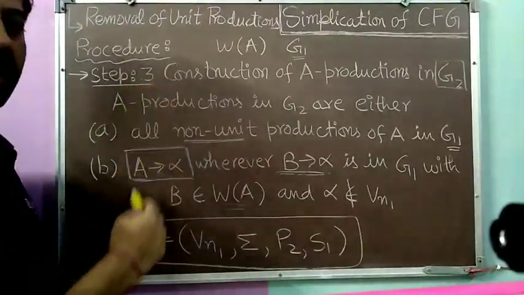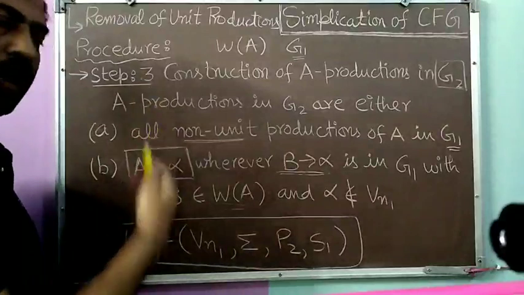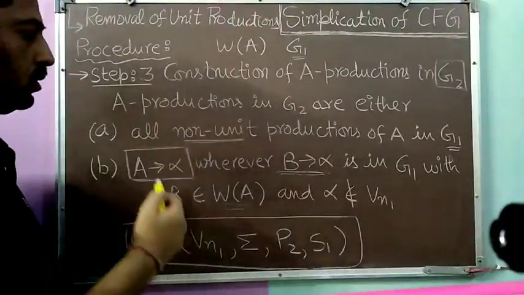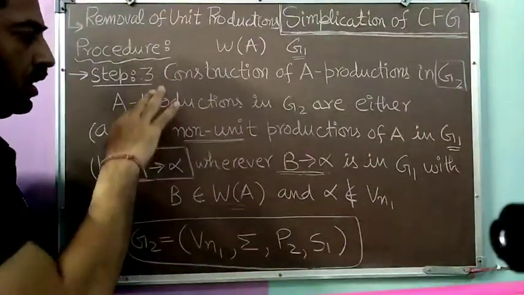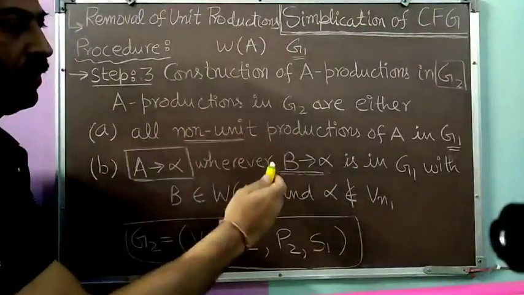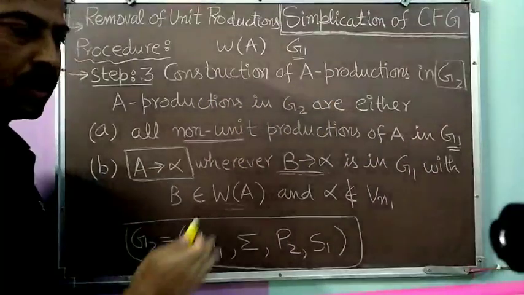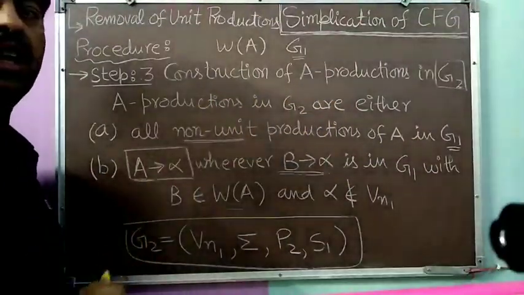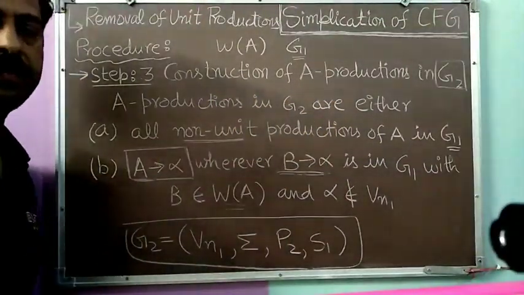When we find the productions of all the variables, our grammar will be free of unit productions, because at every step we leave all the unit productions and take only the non-unit productions.